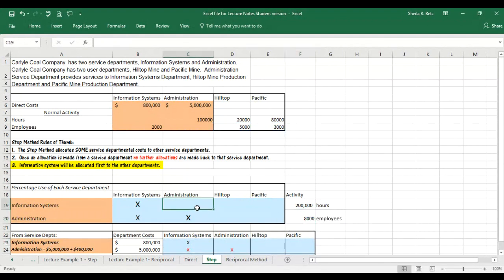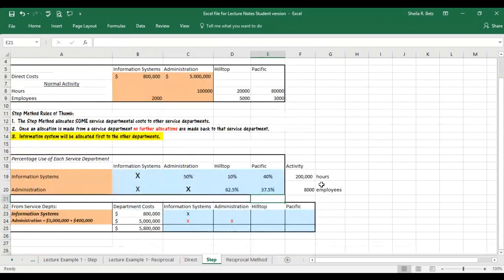So we're going to do what we did before, which is calculate the percentage of use. So the administration department had 100,000 hours out of the grand total of 200,000. Hilltop had 20,000 hours out of the grand total. And the Pacific department had 80,000 hours out of the grand total. Now, the administration, they cannot bill themselves and they can't bill the information systems. So their percent of use is going to look identical to the direct method.